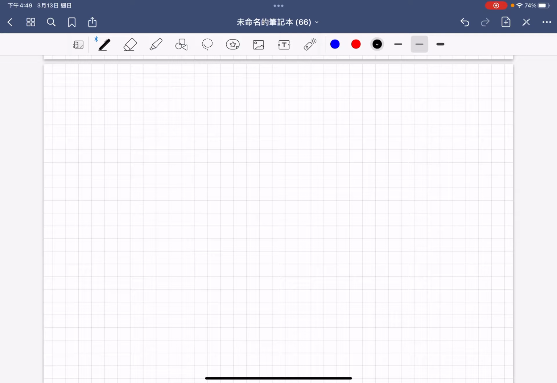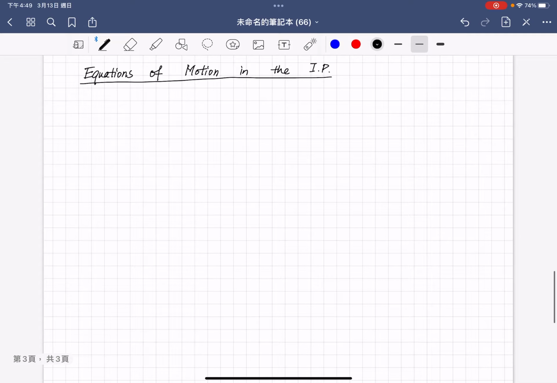So what we try to do here is to write down the equations of motion in the interaction pictures. Well, the starting point will be we take the total derivative of an operator in the interaction pictures.